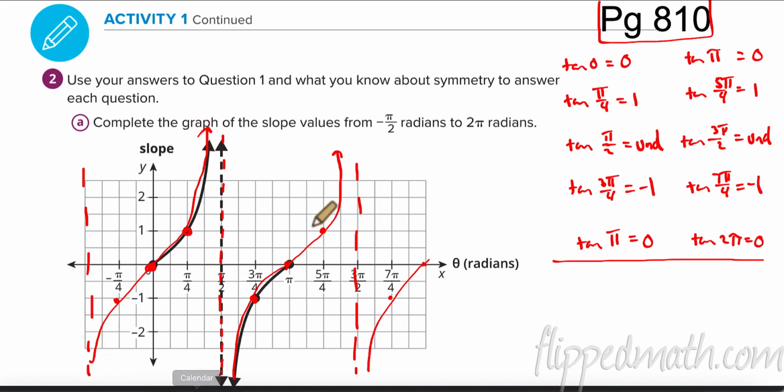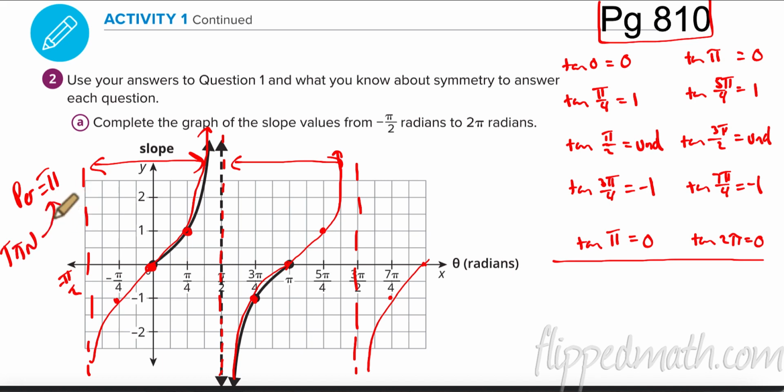Okay? Now let's look at this graph. Look at the period. How long does it take to repeat itself? Look at the asymptotes. How long are those asymptotes? Well, this asymptote is from negative pi over 2 to pi over 2. That is 1 pi. So again, on the graph, the period is pi. Tangent, period, is pi. Massively important. Sine, cosine, the basic ones, the period is 2 pi. Tangent, the period is pi. It repeats itself over and over and over again.